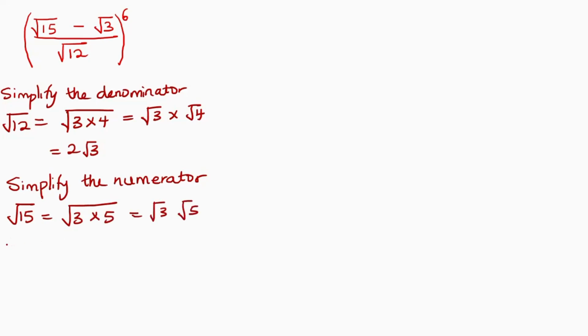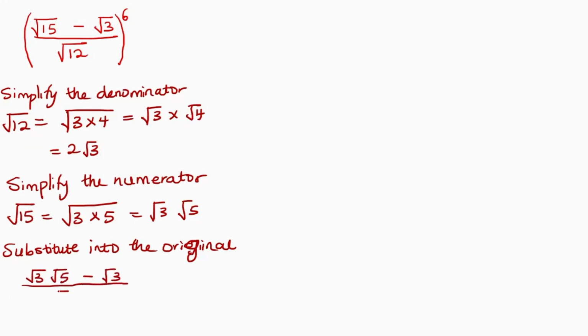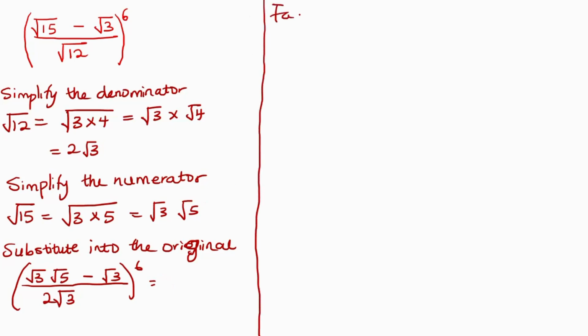Okay? Now, once we're done with this, substitute into the original expression or equation. We have this to be root 3 root 5 minus root 3, all over 2 root 3, all raised to the power of 6. So the next thing we want to do is to factor out root 3. So let's say factor out root 3.